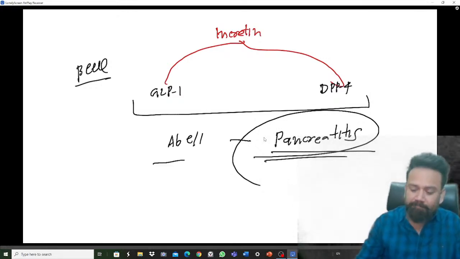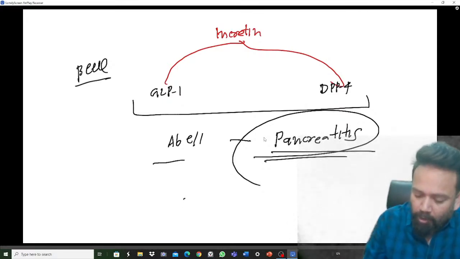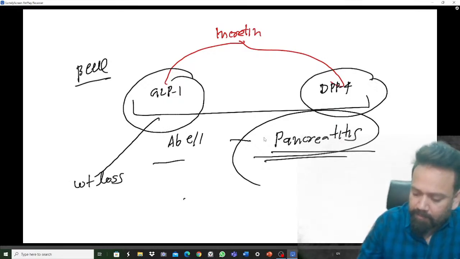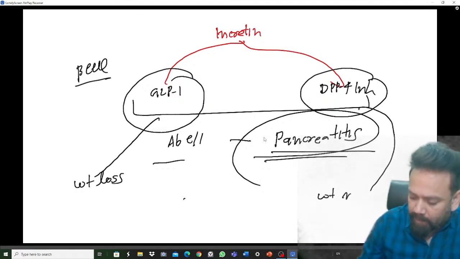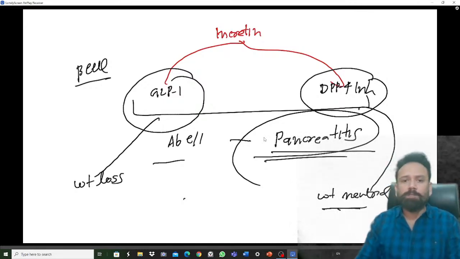The best additional effect is weight loss. Only GLP-1 is causing weight loss. DPP4 inhibitors are weight neutral. They are not causing weight loss. Simply remember, doctor, there are two main drugs that cause weight loss.